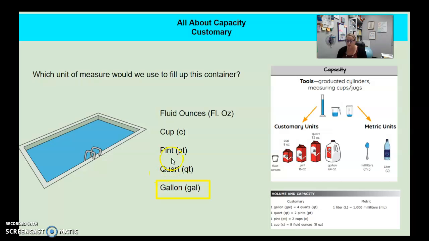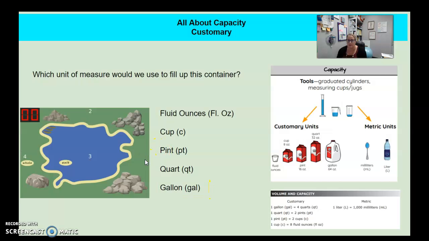Now, we could use a quart, a pint, a cup, or a fluid ounce. Those are all completely fine. It would just take us a long time. So for bigger objects, I'm going to use a bigger unit of measurement to fill it up. So for a pool, I'm going to measure it in gallons. I'm going to see how many gallons it takes to fill it up.